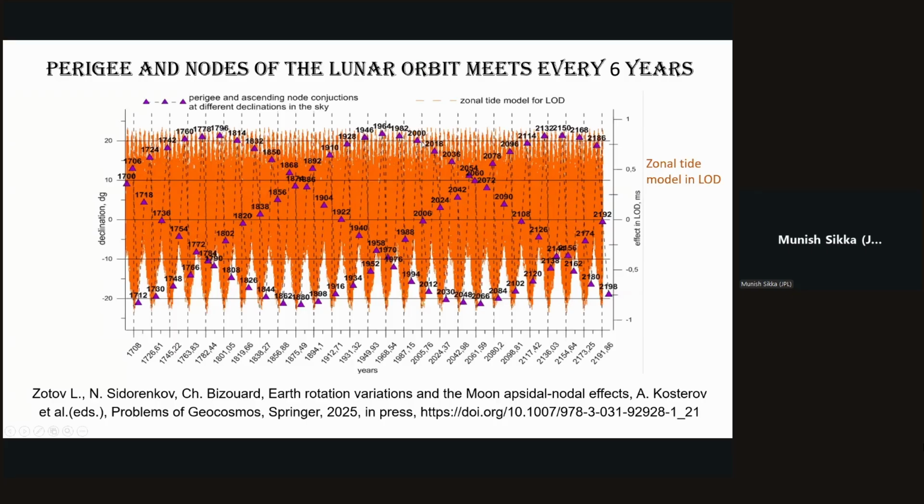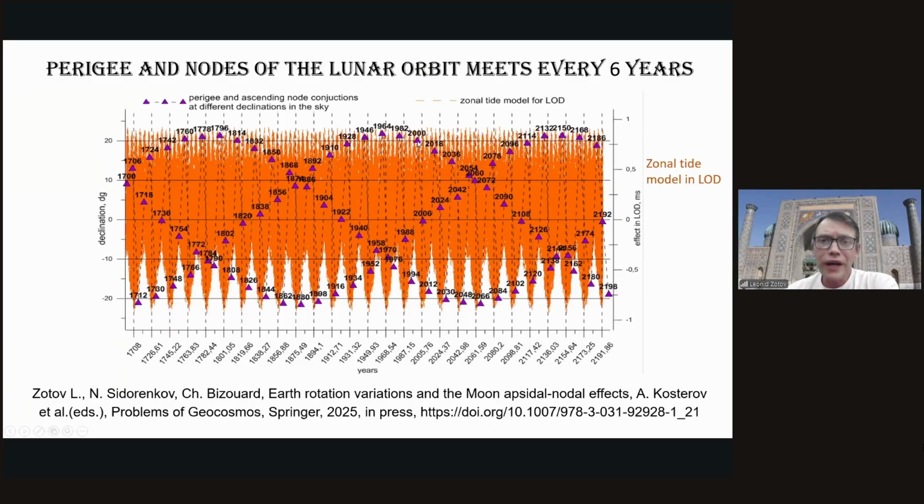By these triangles, we show where in the sky and when perigee meets the node. This epoch, 2024, 2006, perigee and nodes meet exactly at the equator at the spring equinox. There was an eclipse on the 21st of September this year, and now the moon is at perigee at full moon. Last time it happened 90 years ago, and next time it will happen in 2110.